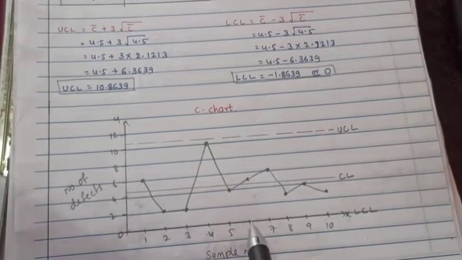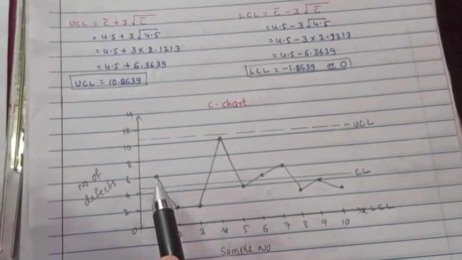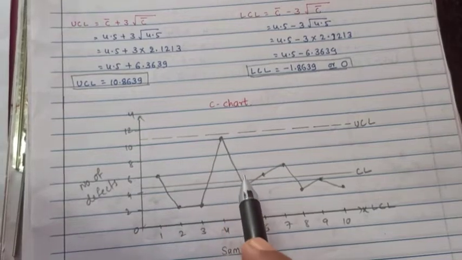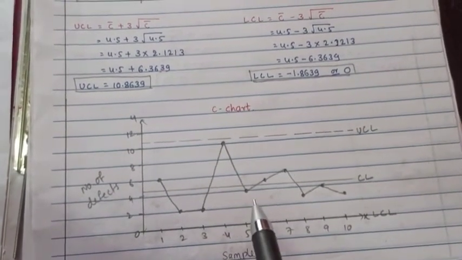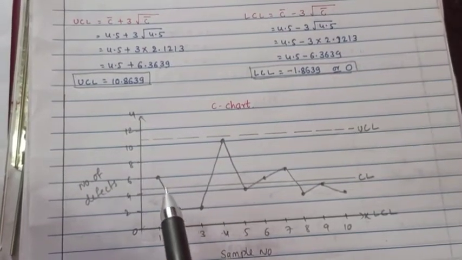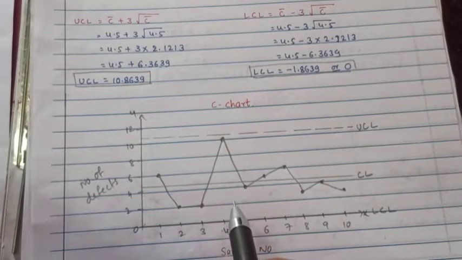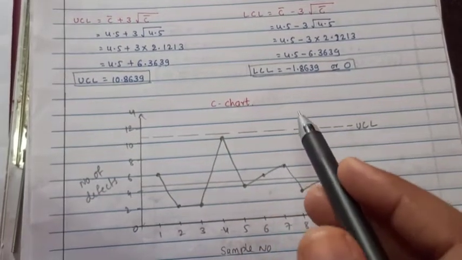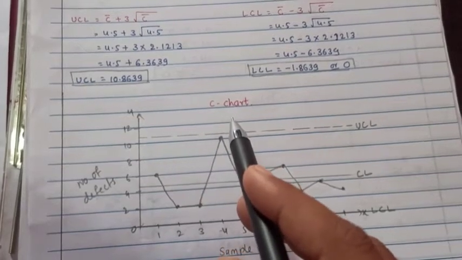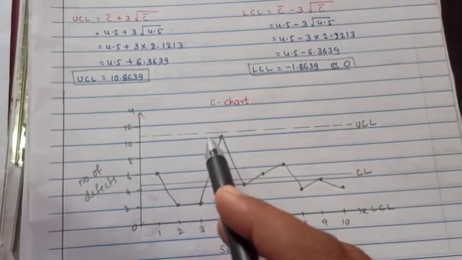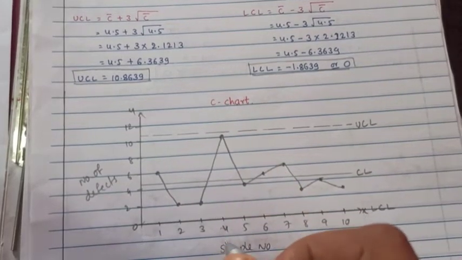Okay, next we have to plot all the points. Then you can join them with a free hand curve. When you join the curve, you have to check whether any points are beyond the upper control or the lower control. So here, no point should be beyond the upper control or beyond the lower control.